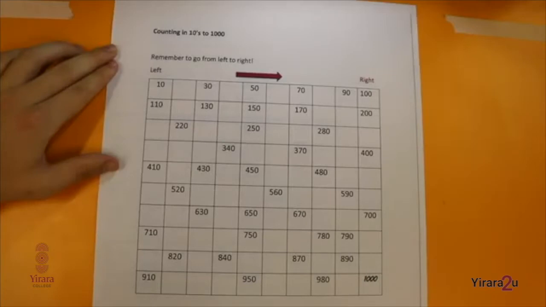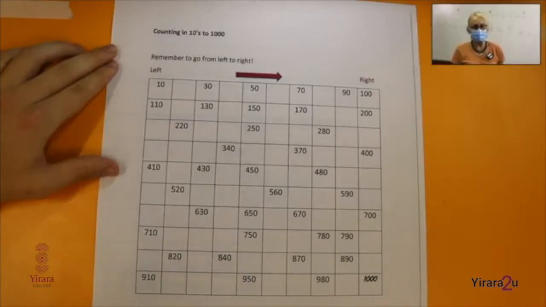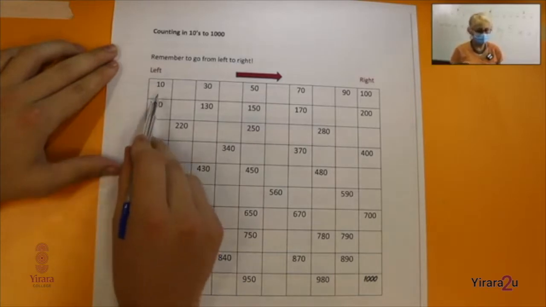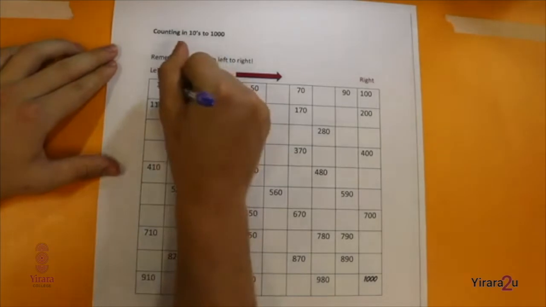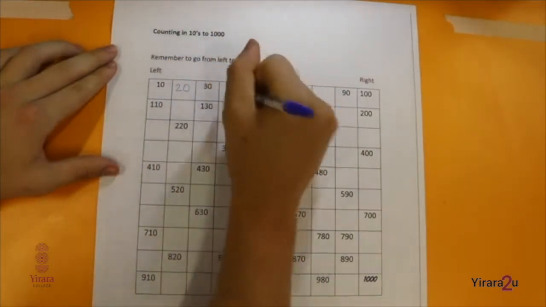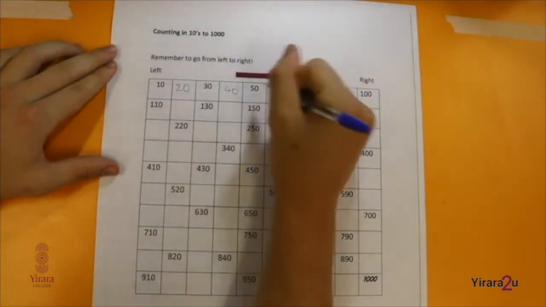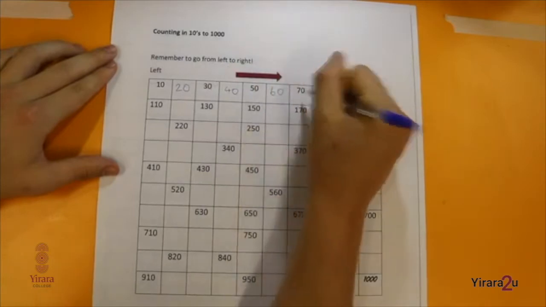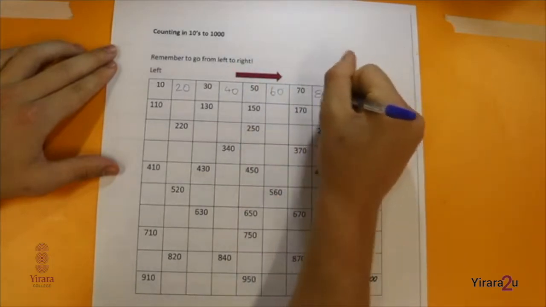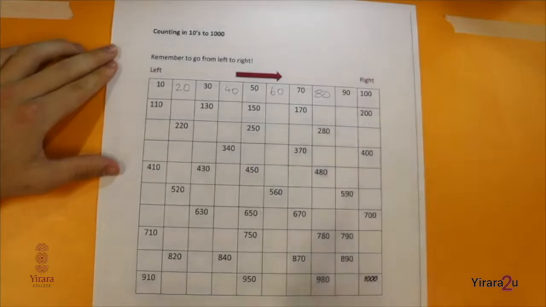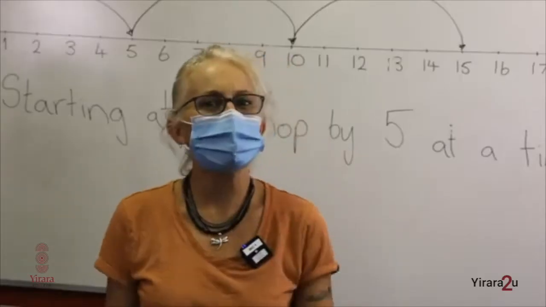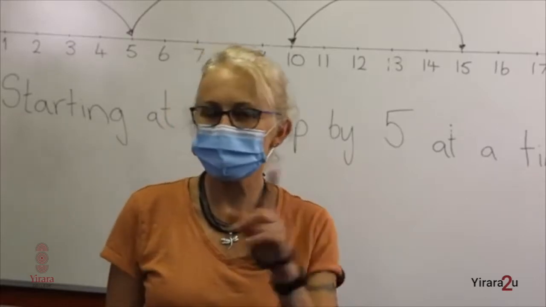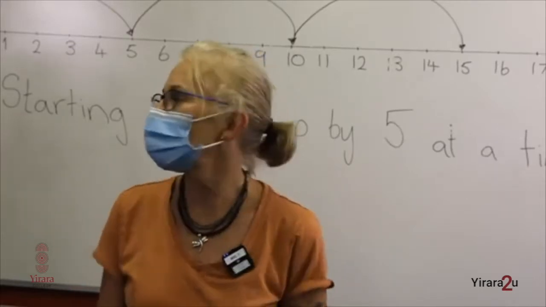So remember to go from left to right. Mr. Keegan's just going to show you quickly how to do the first line. It's a really simple one, and look for the pattern with the zeros. So starting at 10, then we have 20, 30, 40, 50, 60, 70, 80, 90, and 100. Okay, now when you get your work booklets, you can work that one out yourself, I'm pretty sure. But if you do get stuck, go back to the video and check it out again.